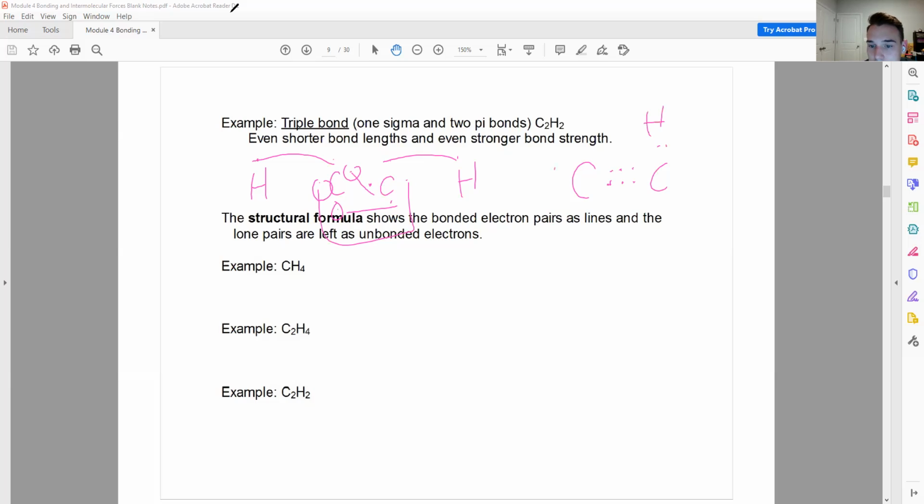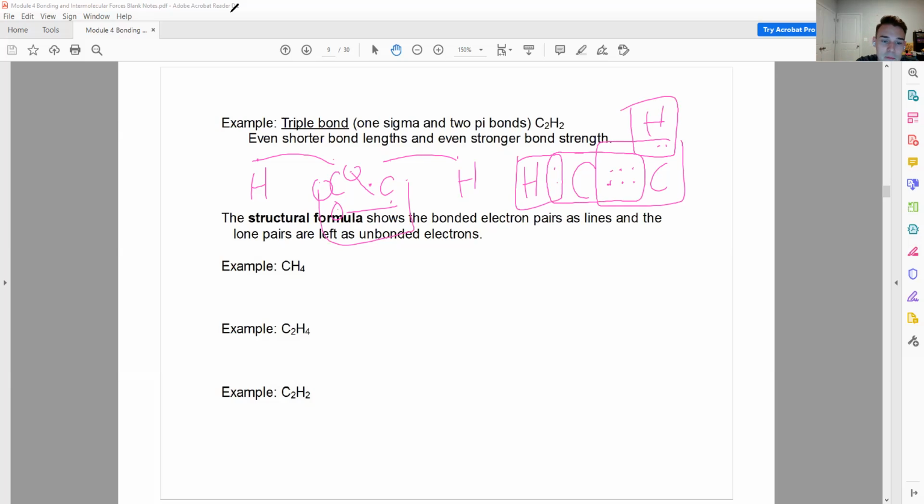I can put an H here. I can put an H here. The important part is that I have 6 in between. So now if you look at this carbon right here, it has 8: 6, 7, 8. The hydrogen has 2. This carbon has 8. That hydrogen has 2. So remember, with covalent, they're sharing electrons. So they go to both of them.